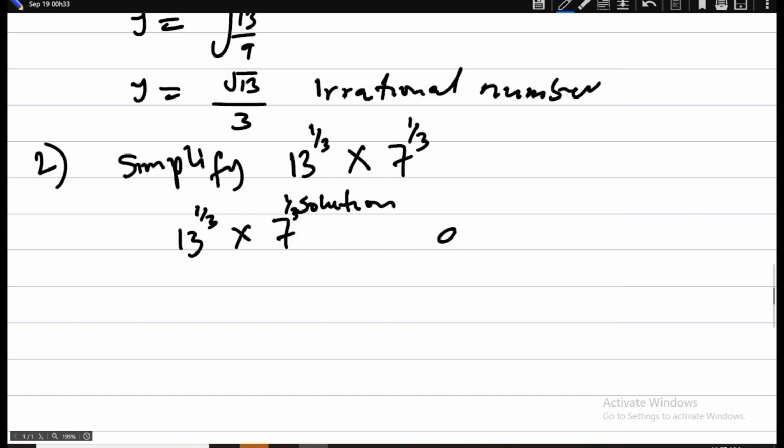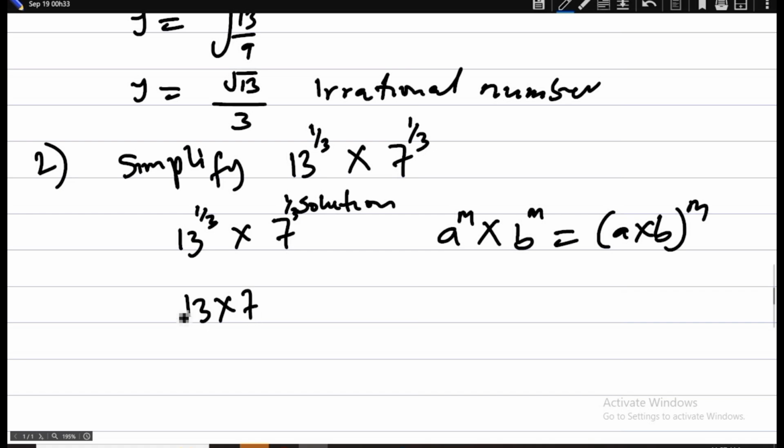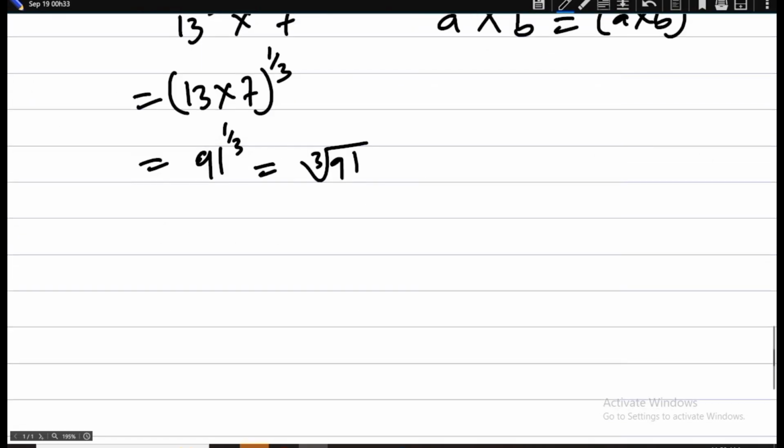Now don't forget that if you have a raised to power m times b raised to the same power m, it can be written as a times b, everything raised to power m. So we're going to have that this is 13 times 7, then everything raised to power 1 over 3. 13 times 7, I'm going to have 91. So this is 91 raised to power 1 over 3, or you say that it is the cube root of 91. Very simple. So we'll go to question number 3.